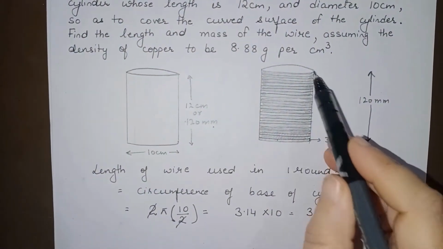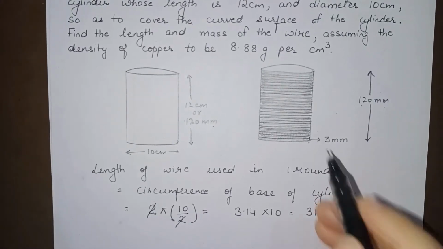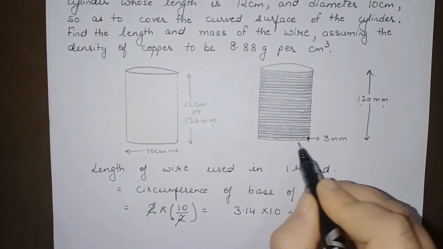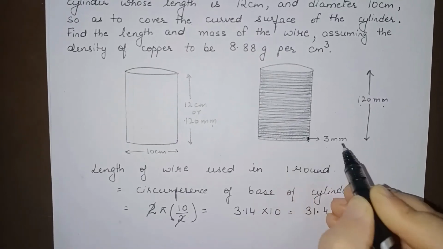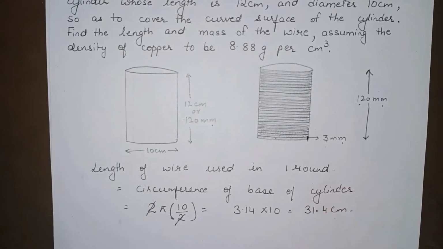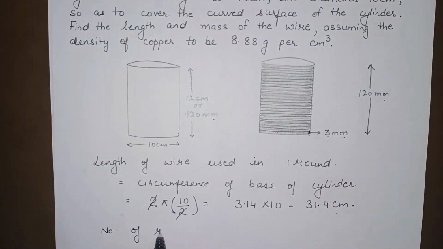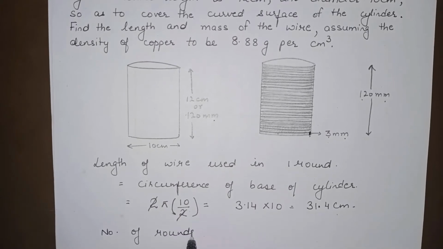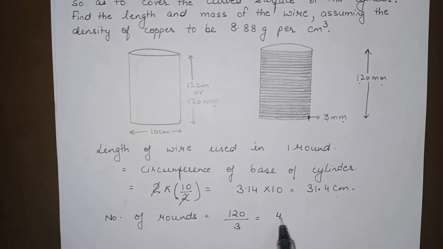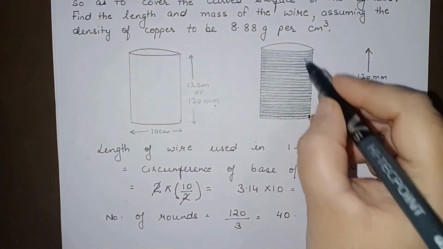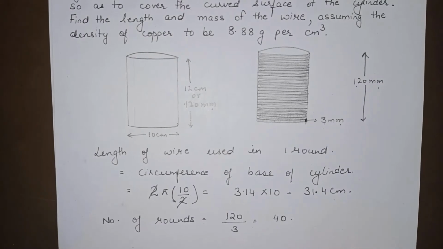For number of rounds, see, this height is 120 millimeter. And this height which is covered in 1 round, this is the diameter of the wire which is 3 millimeter. So number of rounds will be 120 over 3, 40. So 40 rounds are there, and in 1 round length of the wire is 31.4.